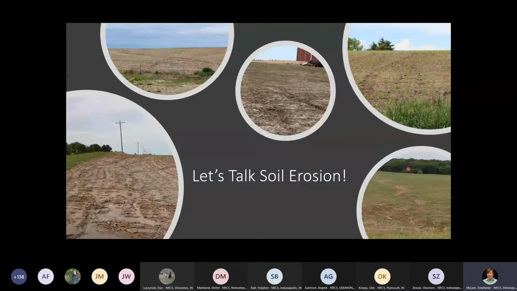All right, I have about 5 slides on erosion. So let's talk soil erosion. I think that was the other thing Shannon wanted me to talk about today. Our soil erosion and our soil health resource concerns are really intricately linked.